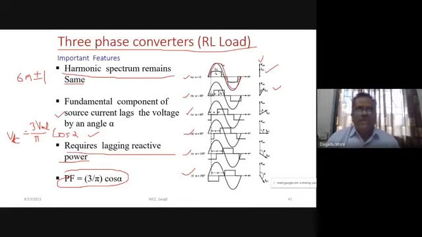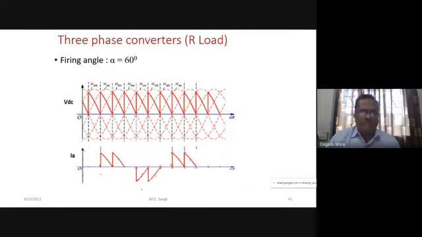THD of the source current is around 31%, and it takes the reactive power. Power factor of this converter is given by 3 by pi cos of alpha. Now this is the waveform for R load.